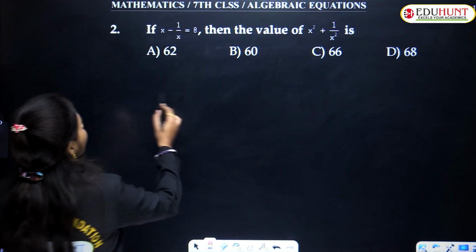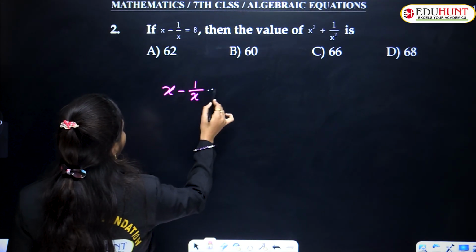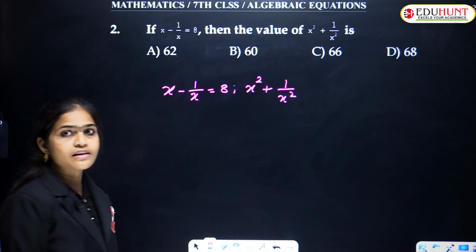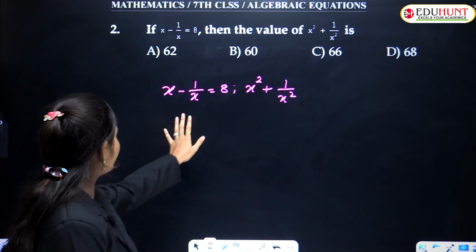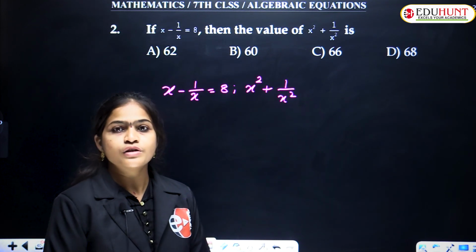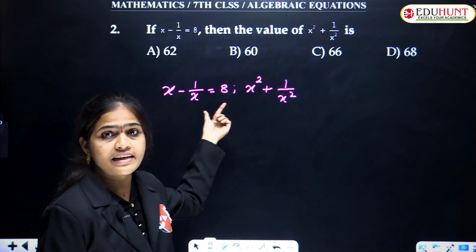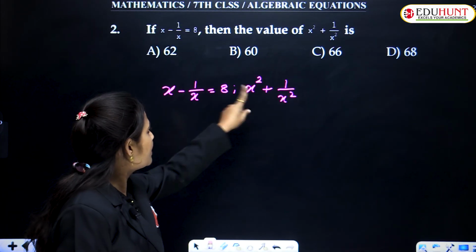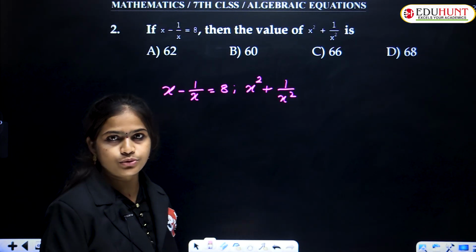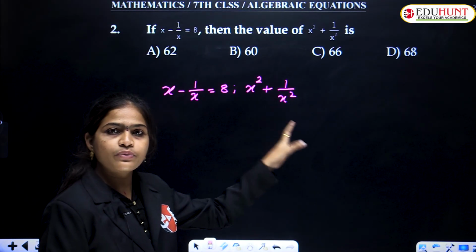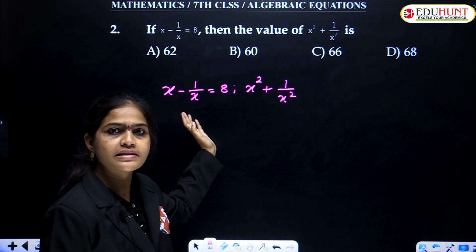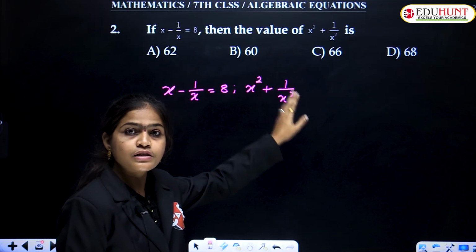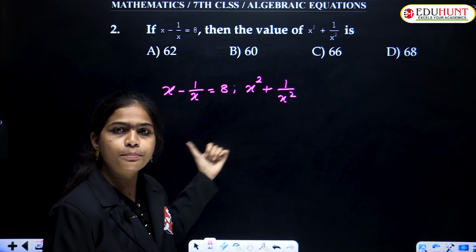Here, if x minus 1 by x is equal to 8, then we need to find the value of x square plus 1 by x square. Easy only, no? For this type of question, first observe the power of x they have given. The degree of x is 1 here, and in the term we need, its power equals 2, which means square. So squaring on both sides. Sometimes x cube plus 1 by x cube will be there, so the power is 3. At that time, cubing on both sides.